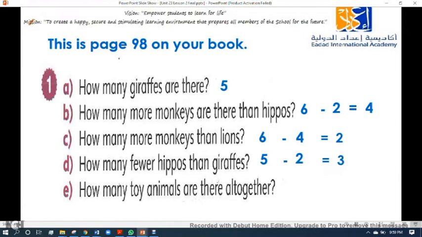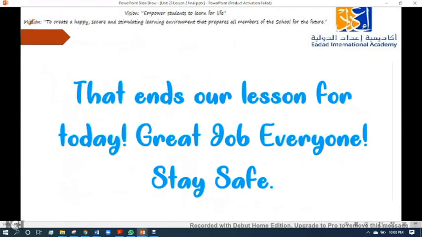Now, how about letter E? How many toy animals are there all together? We have this word again, all together, and if it has all together, what operation are we going to use? Good, we are going to use addition. So we will have 5 for the giraffes plus 2 for the hippos plus 4 for the lions plus 6 for the monkeys. In total or altogether, there are 17 toy animals.